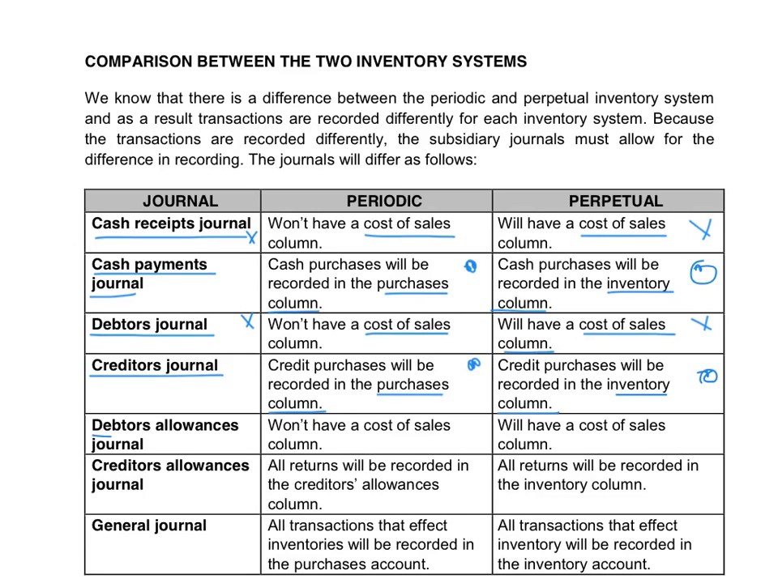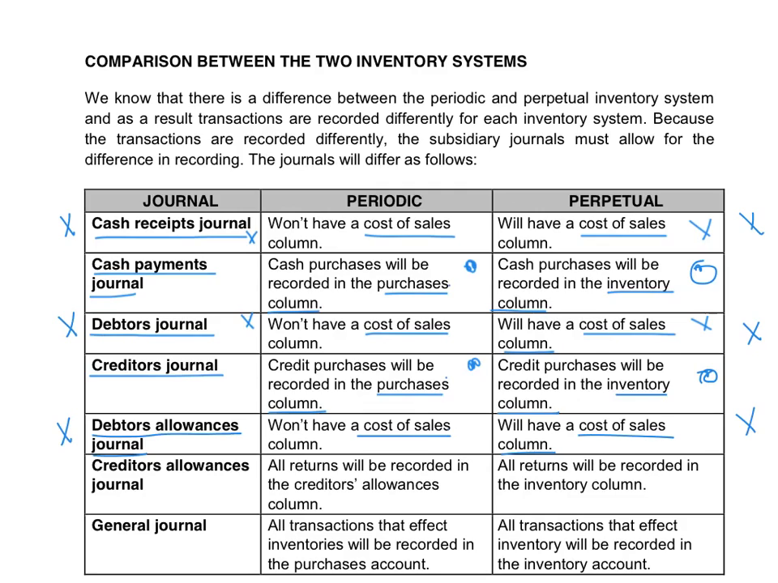If we look at the debtors allowances journal, there will not be a cost of sales column. So when we sell goods for cash, sell goods on credit, or the debtors return goods, there will never be a cost of sales column, because we don't work with cost of sales and inventory in the periodic system during the financial year. In the perpetual system, you will have a cost of sales column, because when you sell goods for cash or on credit or the debtors return it, you have to record the effect of those entries on your cost of sales and inventory.